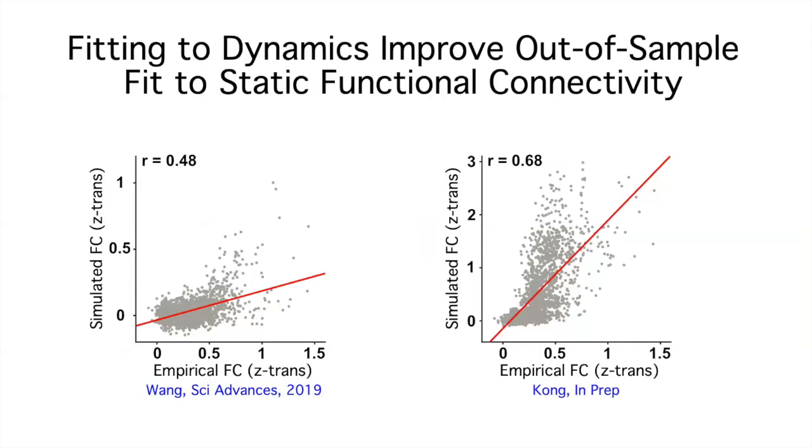Another interesting thing is that even though we're fitting to both static functional connectivity and functional connectivity dynamics, we also improve the fit to static functional connectivity. So this is the agreement between the static, the fit to the static functional connectivity. This is in the test set, is 0.48, when we try to fit to static functional connectivity. Here we're fitting to both static and dynamic functional connectivity, and yet in the test set, the fit to static functional connectivity is better.